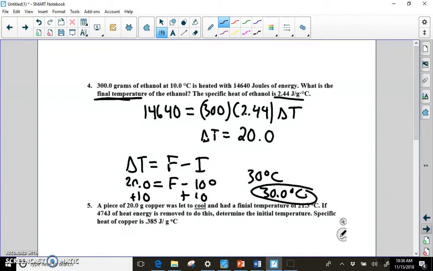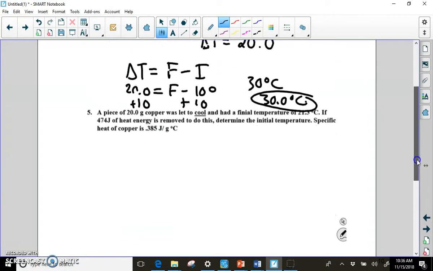All right. Now, the last problem, which is the one that you really need to watch, has something slightly different. A little bit different for one reason. So it says a piece of 20 grams of copper was let cool, and had a final temperature of 21.5 degrees Celsius. If 474 joules of heat energy is removed to do this, determine the initial temperature, and it gives you the specific heat of copper. So, because the heat is cooled, this heat has to go into the formula as negative.